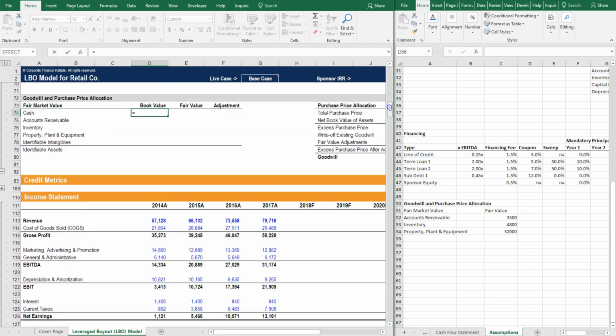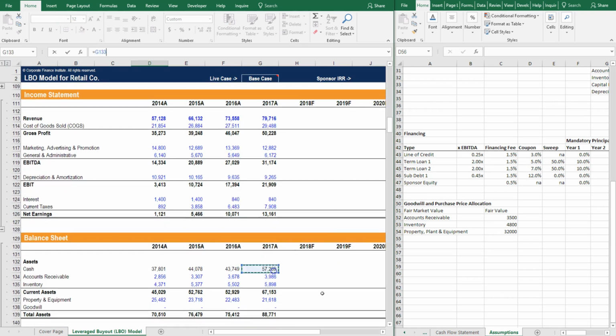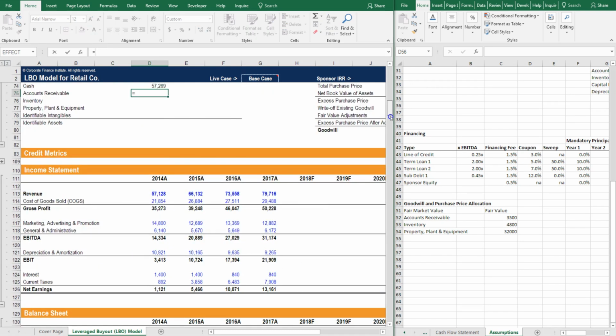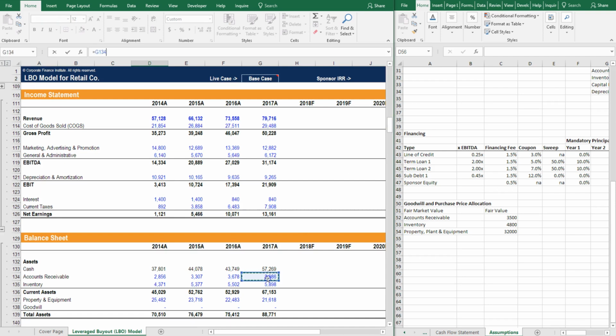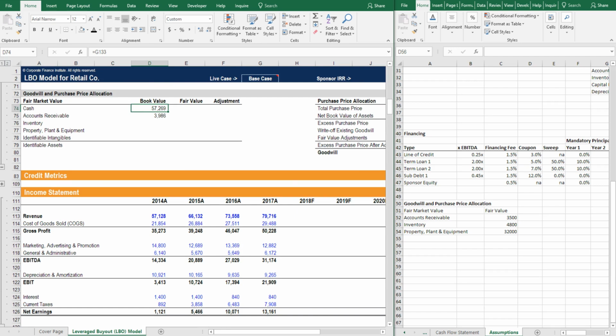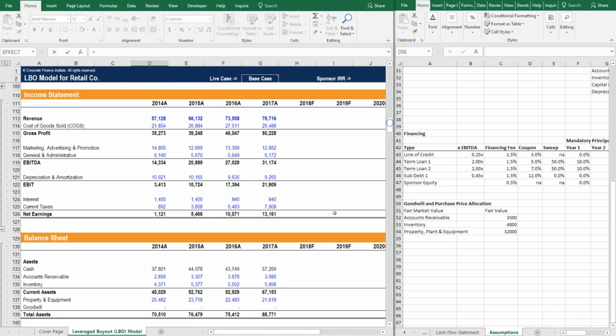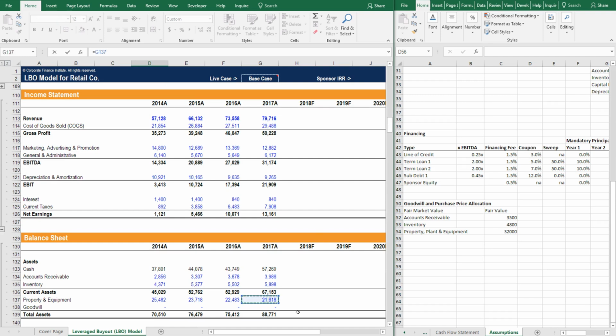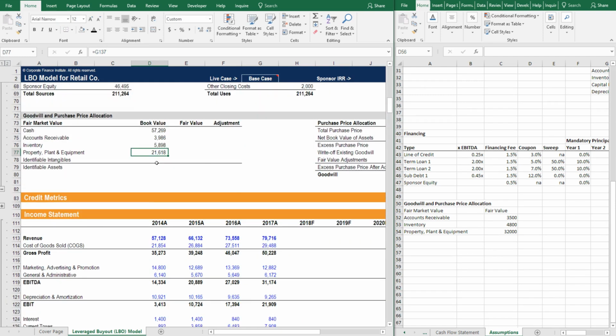So for cash, we're going to go down to the balance sheet and take the cash balance from there. Then we're going to link the accounts receivable balance. Next is inventory. As you can see, we're just going down the balance sheet and grabbing all the assets. Next is property, plant, and equipment. There is no existing goodwill for this company, and there are no intangibles, but if there were intangibles, they would go there. So the identifiable assets then is this number right here, 88 million.